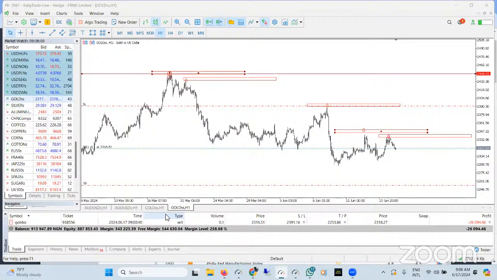As soon as I cut the trade, it will start reversing. But as long as I'm holding on to it, it will not go. I don't know why.